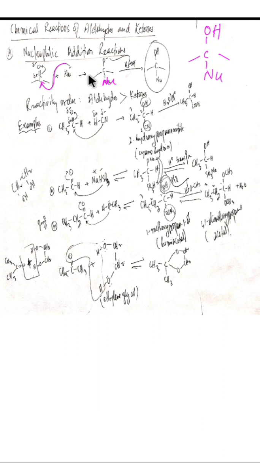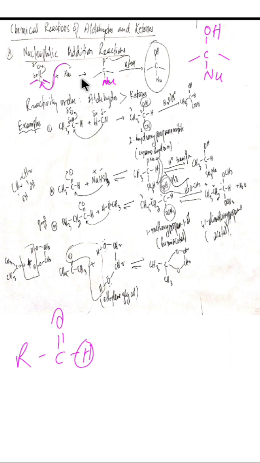And the reactivity order of aldehydes and ketones with a nucleophile is that aldehydes are more reactive than ketones, because in aldehyde there will be one hydrogen in these 2 lines. Aldehyde is represented generally by this one, so there is one hydrogen, but in ketones there will be 2 alkyl groups which will provide some steric hindrance to this nucleophile. So ketones are less reactive than aldehydes towards the nucleophile.